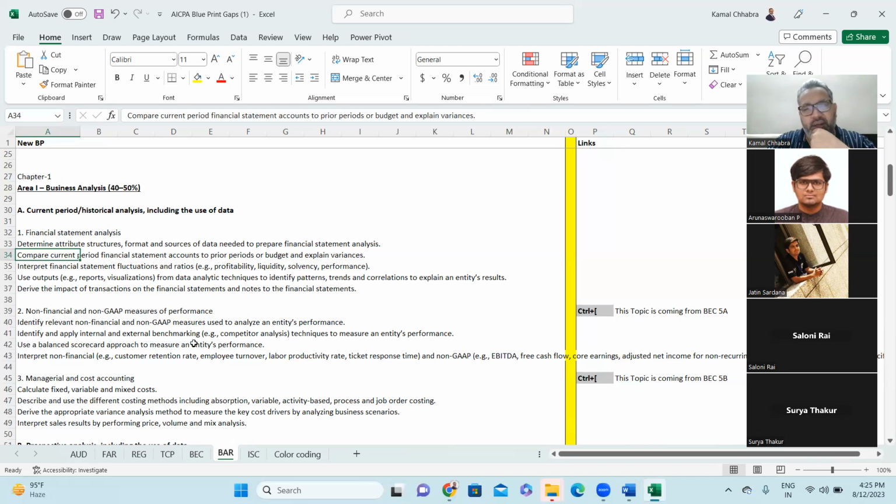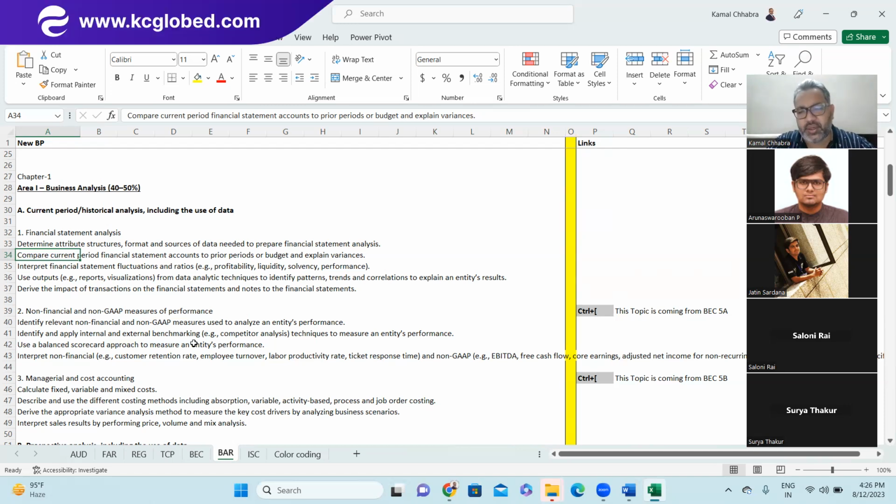So what a financial analyst or business analyst does is look at the financial statement. They do not prepare it. Preparation of financial statements will be covered in FAR. Here it is specifically called analysis of financial statements, right? For example, if you go to the SEBI website in India, or the SEC website in the US, you'll see a lot of financial analyst reports on different industries, companies, or filers.